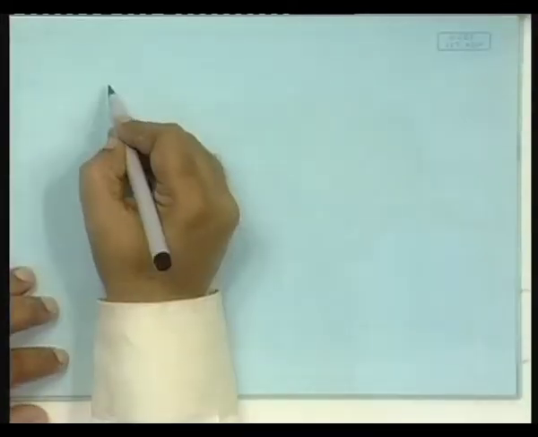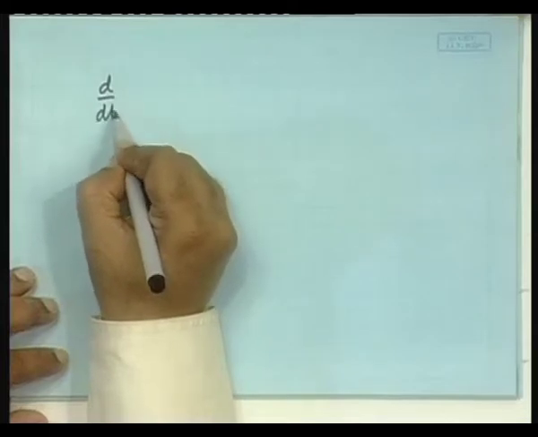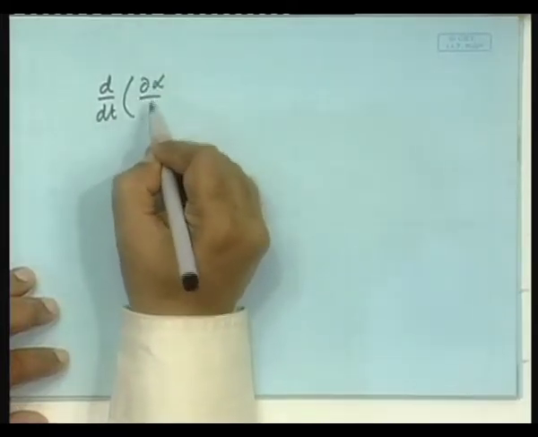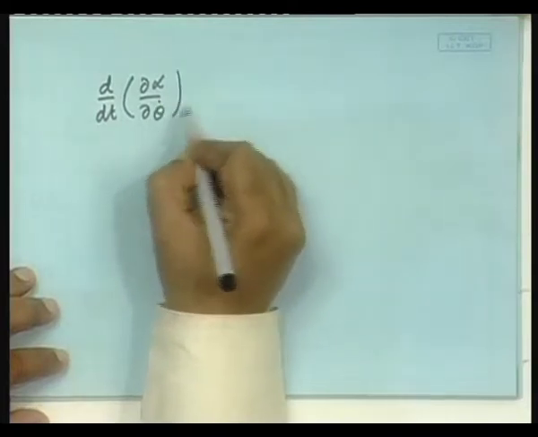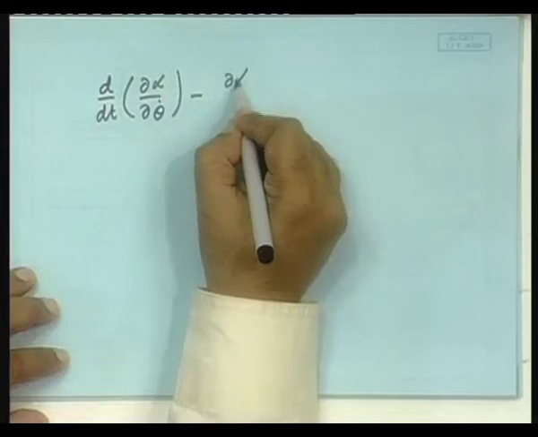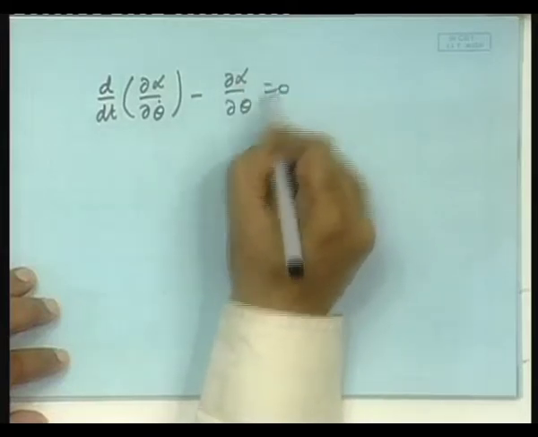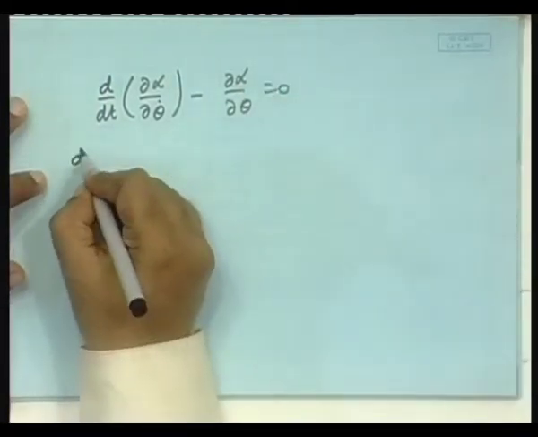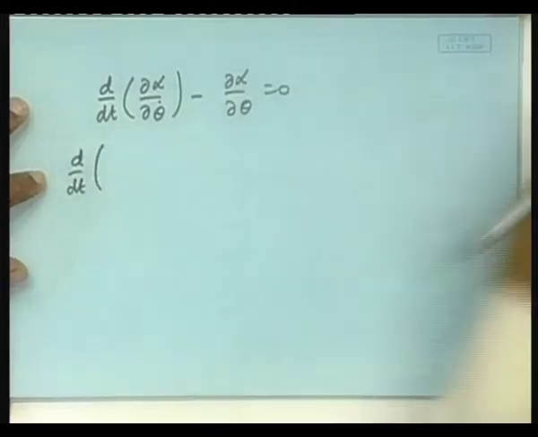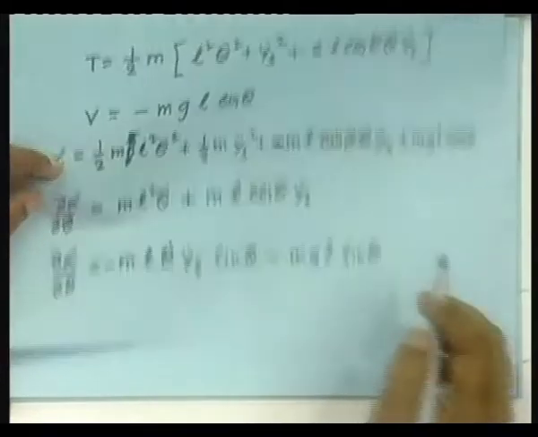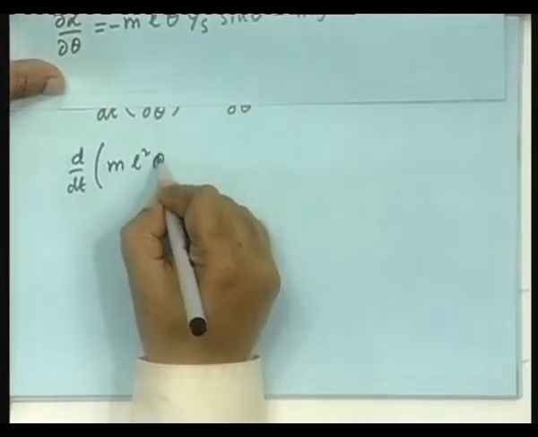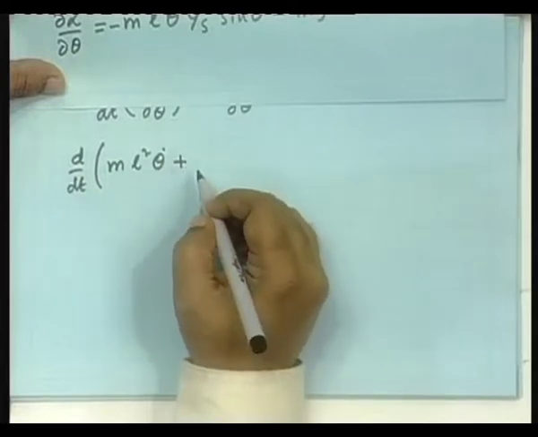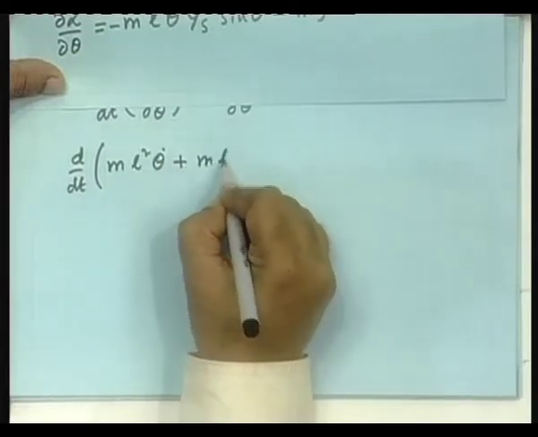Now, we have to write down the d dt. Let me explicitly write it. Okay. So, you have to say d dt of this term, m l squared theta dot. I am doing this expressly because people make a mistake at this stage.